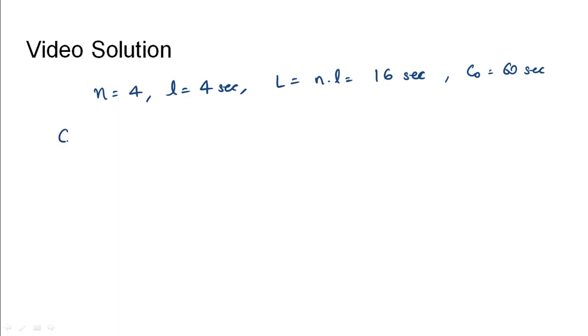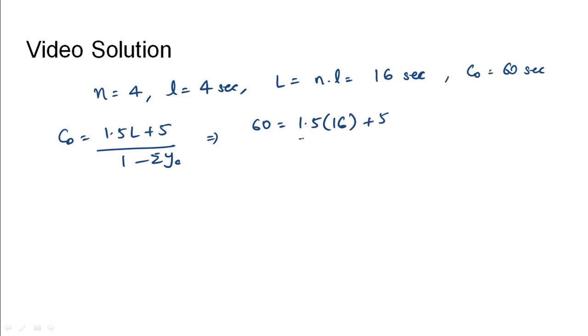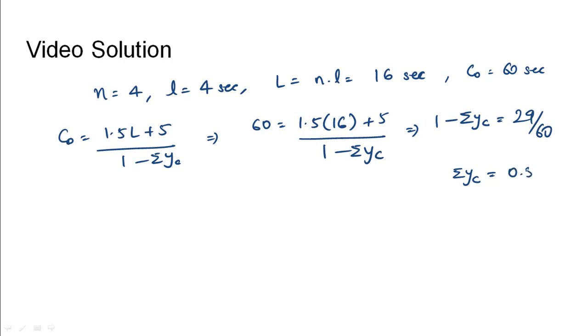So using the equation of Webster method, that is 1.5L plus 5 divided by 1 minus the summation of the critical flow ratios, we would get 60 equals 1.5 into 16 plus 5 divided by 1 minus the summation of the critical flow ratios. This would give us 1 minus summation of YC as 29 over 60. Using this we would have the summation of the critical flow ratios as 0.5166.